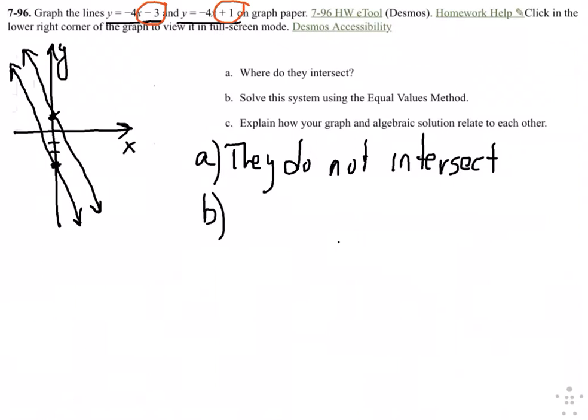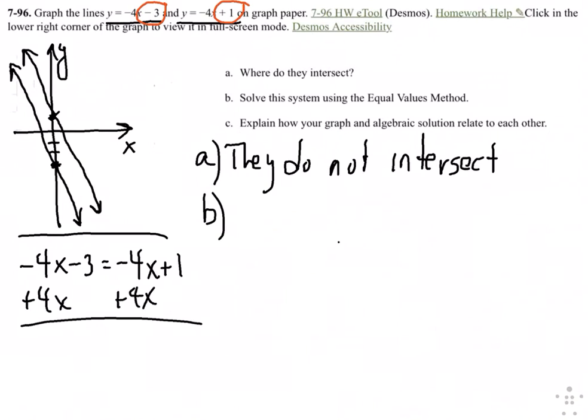So B, solve the system. Now, remember, when we solve a system of equations, we're looking for the point of intersection. So already we can kind of guess what's going to happen. So equal value method says since they both equal y, then they must equal each other, right? -3 equals -4x plus 1. We add 4x to both sides, and we get -3 equals 1, and -3 will never equal 1, so there's no solution.